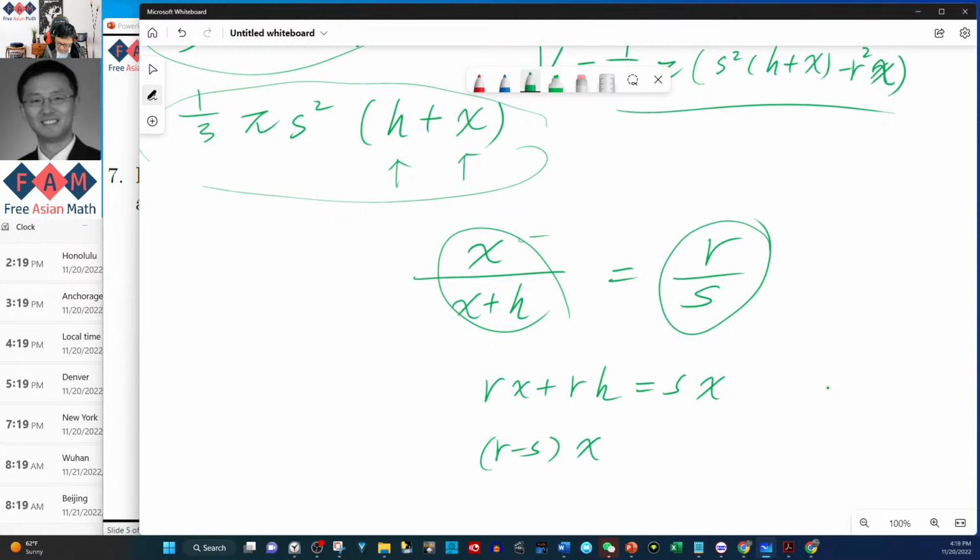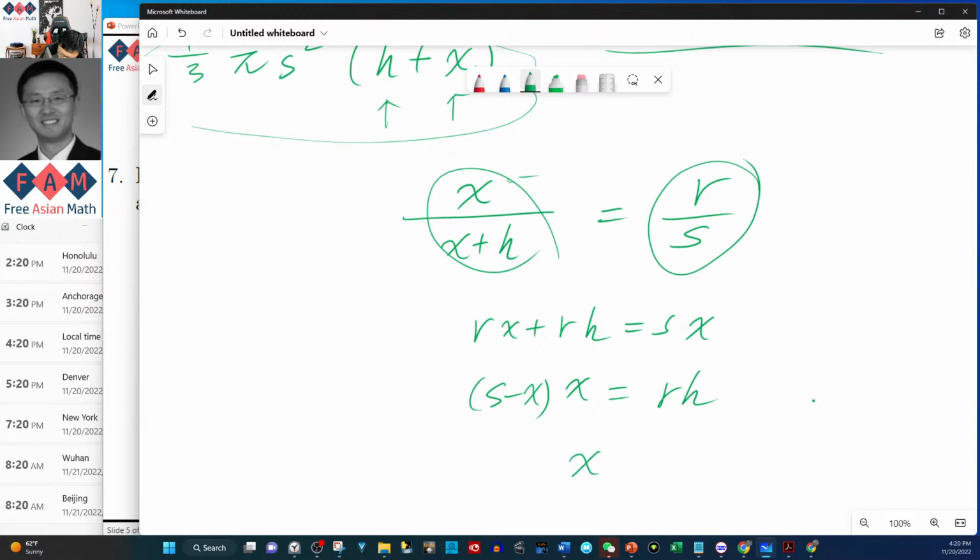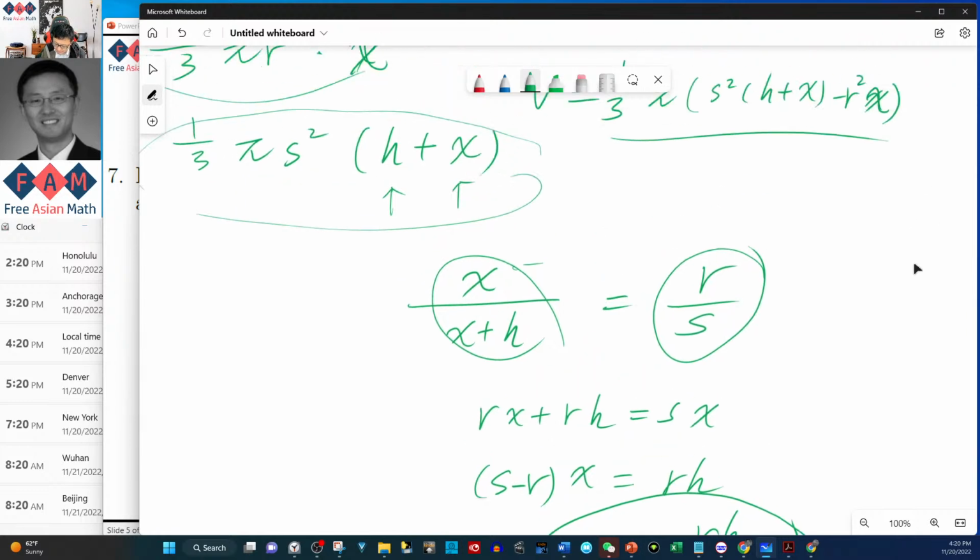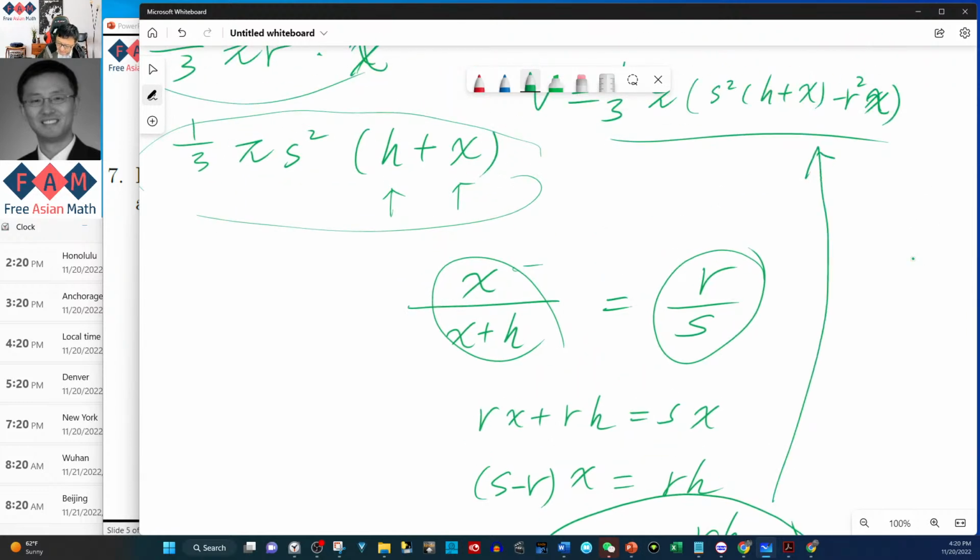So s is bigger, so we better write s minus x. That gives us the right one. So this will give us Rh. Essentially, you move Rx to the right and then swap the two sides. You get that. That's the basic. So this tells us that x equals Rh times, oops, sorry, this is R, not x. So x equals Rh times s minus r. So you plug this into the formula we saw. Now you get the formula.